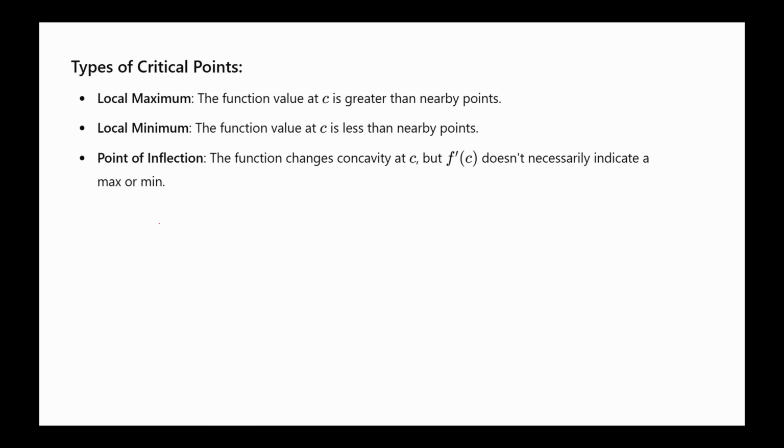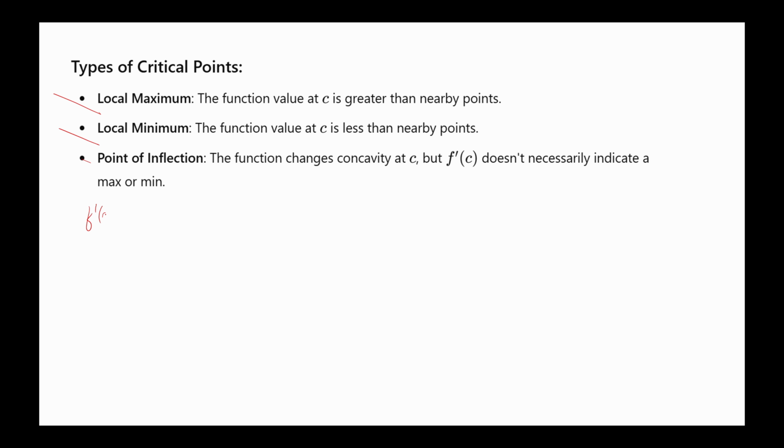Now there are basically two types of critical points mostly. One is local maximum, the other one is local minimum. There is also a point of inflection, and all these three points we are going to study in detail later on. First, let me just give you a brief of what local maximum and local minimum are.